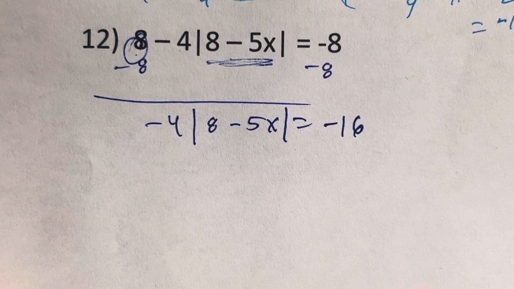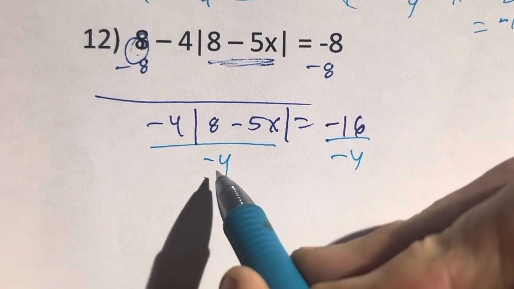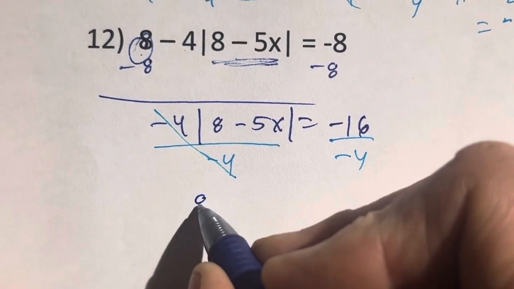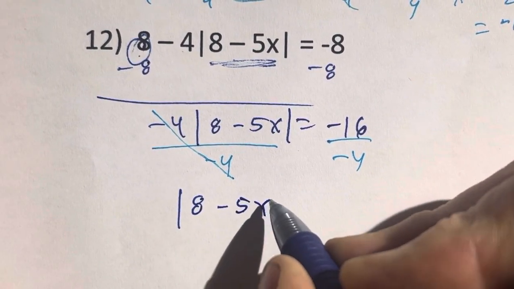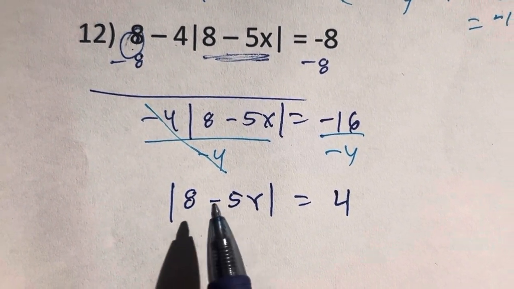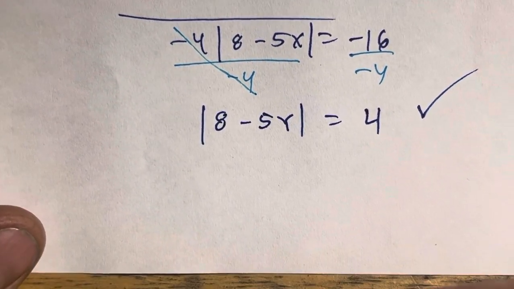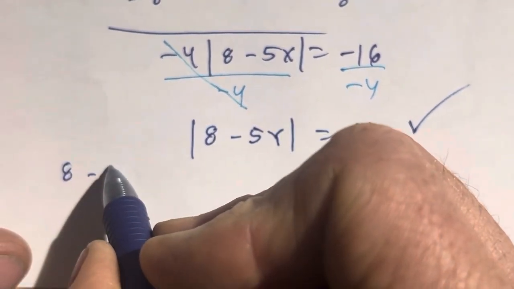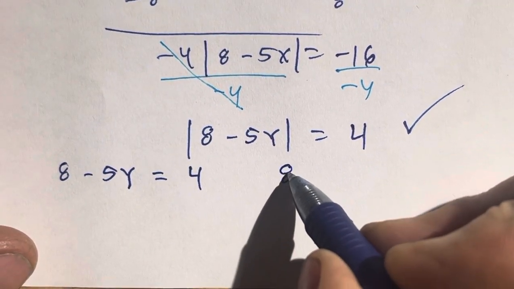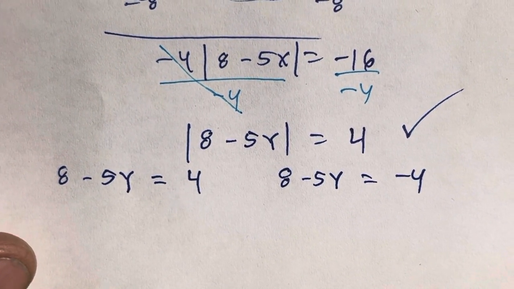All right, we're looking good. Now, see this negative 4 in front? I need to divide both sides by negative 4 to make those negative 4s cancel off. When I do that, I've got the absolute value of 8 minus 5y equals a positive 4. And here's what I'm striving for. I got to get my absolute value all by himself like this. And now, once I do that, I can set up my two equations. So I'm going to have 8 minus 5y equals 4. I'm going to have 8 minus 5y equals negative 4. And I solve both of those.